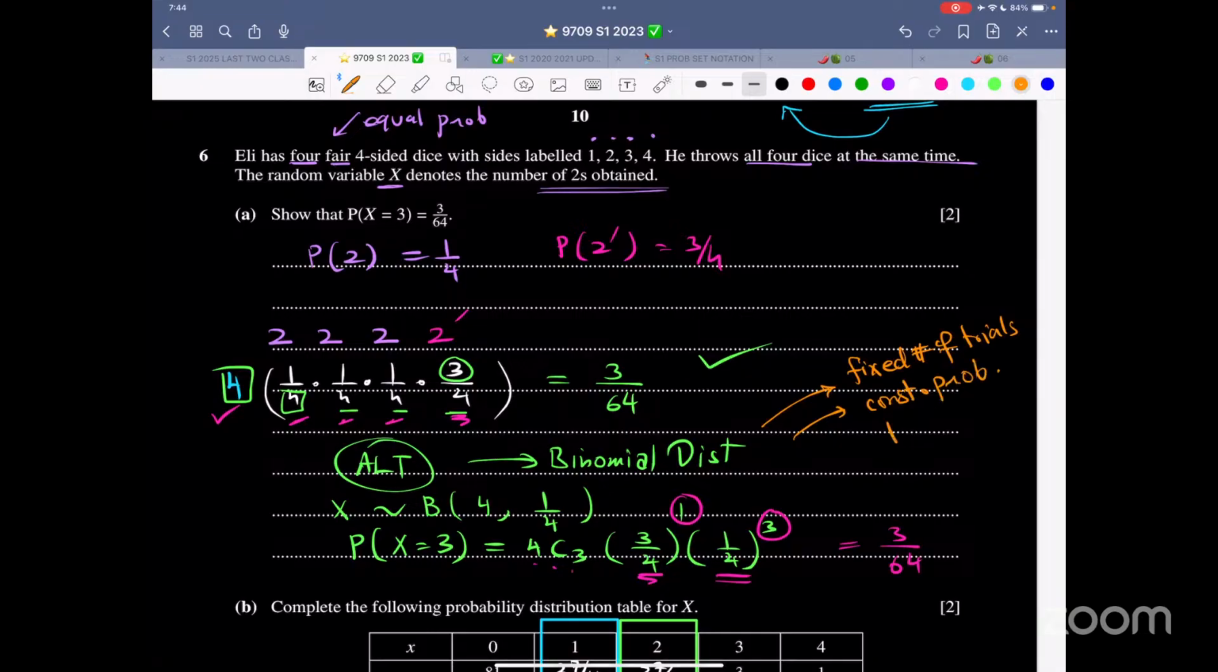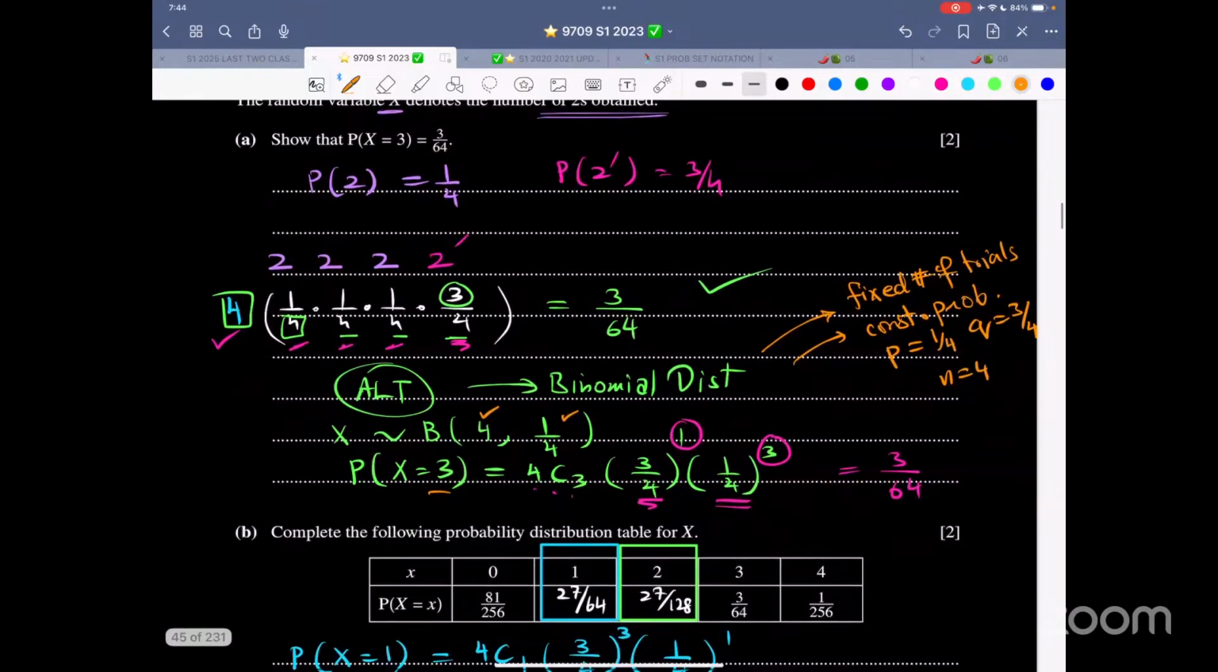So over here, success is getting a 2, which is 1/4, failure is 3/4, number of trials is 4. So that is what is happening over here. Probability X equals 3, you can find it. Once you have realized that this is binomial, then working with binomial becomes very, very easy.